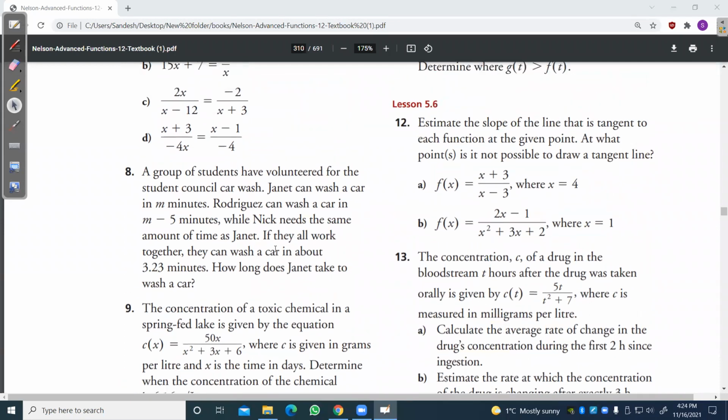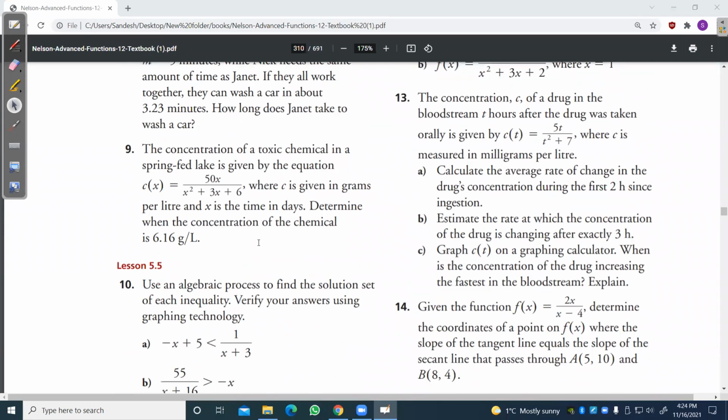Have you done any word problems? No, he never gives us word problems.